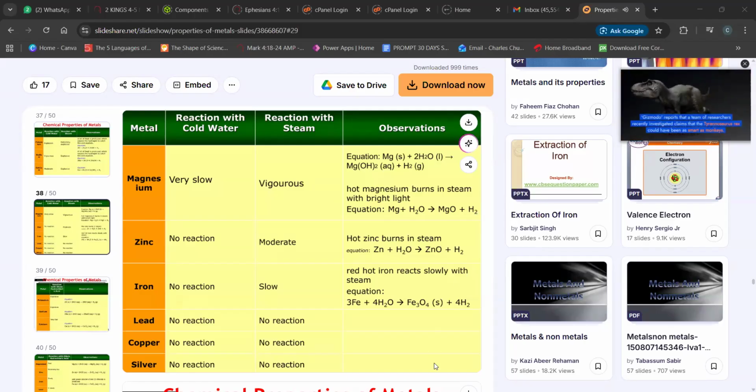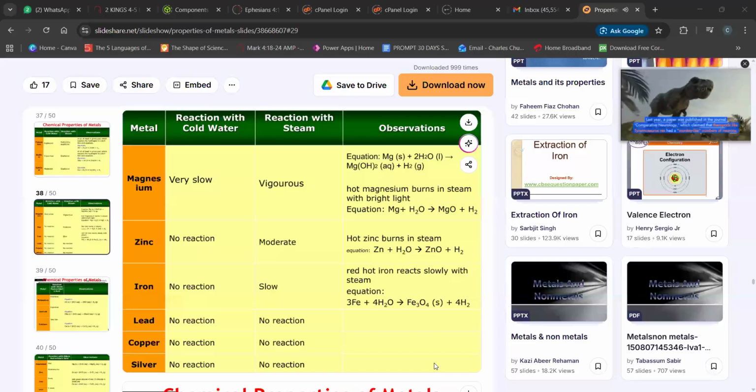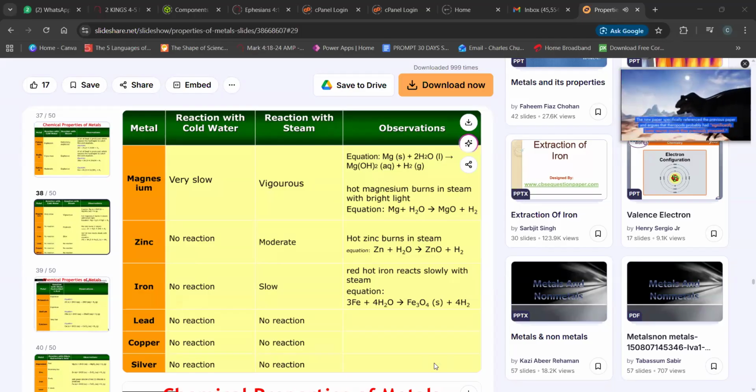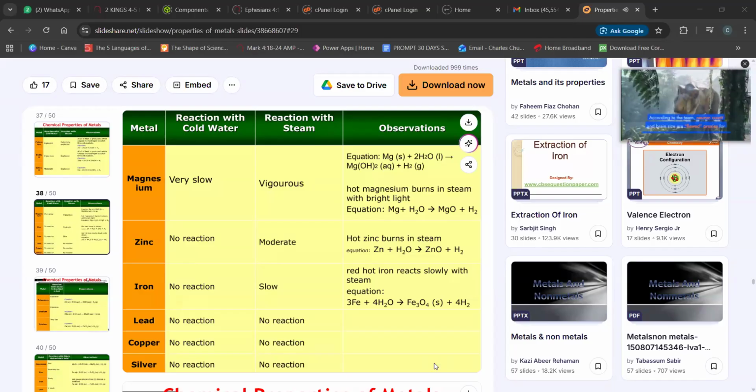Now, do you know the good thing about not being able to react with cold water and with steam? It means that these metals can be used in real life scenarios where, no matter how the temperature is and no matter how much rain falls, they just don't react at all. For instance, look at copper.